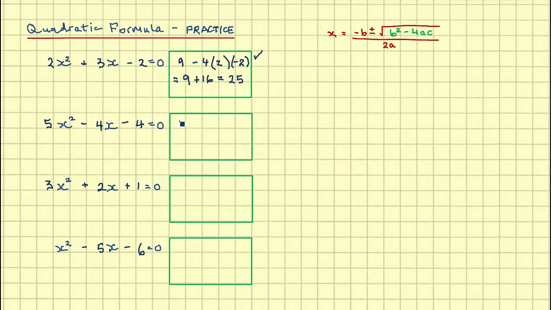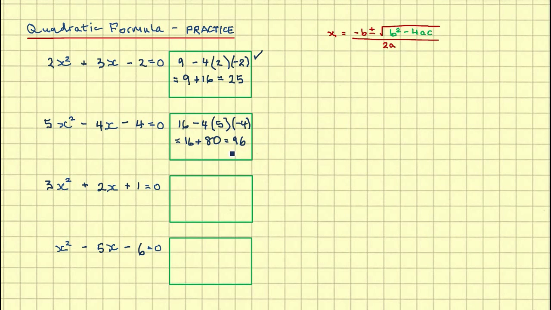So b squared is minus 4 squared, well that's going to be 16, and minus 4ac, so minus 4 times a, which is 5, and minus 4 for c, so minus 4. And then if we work that out we end up with 16, minus times a minus, so minus 4 times minus 4 is minus 4 squared, so it's plus 16 times 5, so it's plus 80. So that gives me 96.